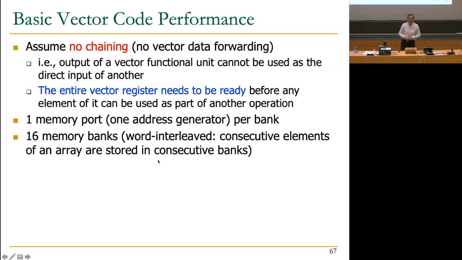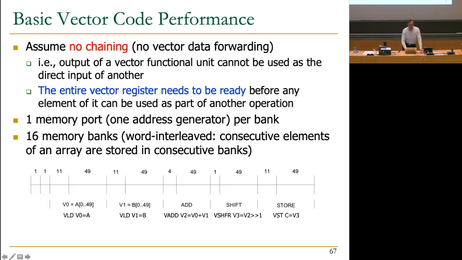In this case, word interleaved, meaning consecutive elements of an array are stored in consecutive banks. And this is going to help us to get consecutive elements in consecutive cycles, clearly, because each bank access latency is 11 cycles. And the first element takes 11 cycles in bank 0. The next element comes back after 1 more cycle in bank 1. The next element comes back after 1 more cycle in bank 2, etc. Right? So basically, we're pipelining the memory system as well, as you can see, using banking.